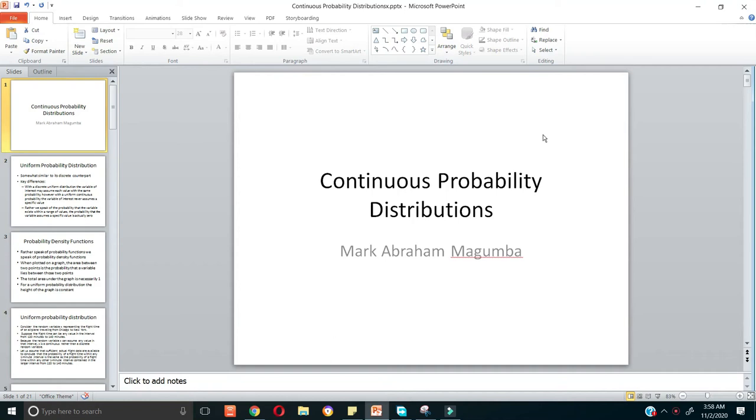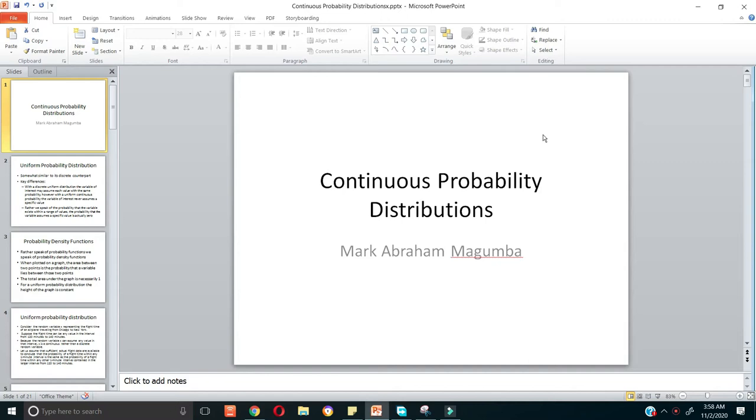Welcome to this new chapter. We're going to be covering continuous probability distributions. We have already seen the discrete probability distributions. Remember we said with a discrete probability distribution, the variable of interest will assume very specific values.